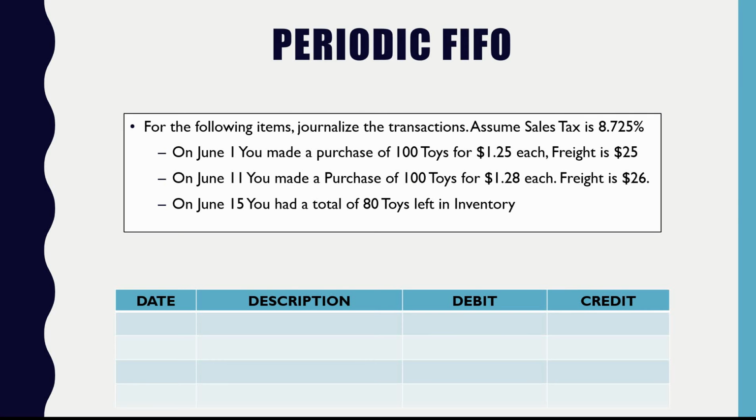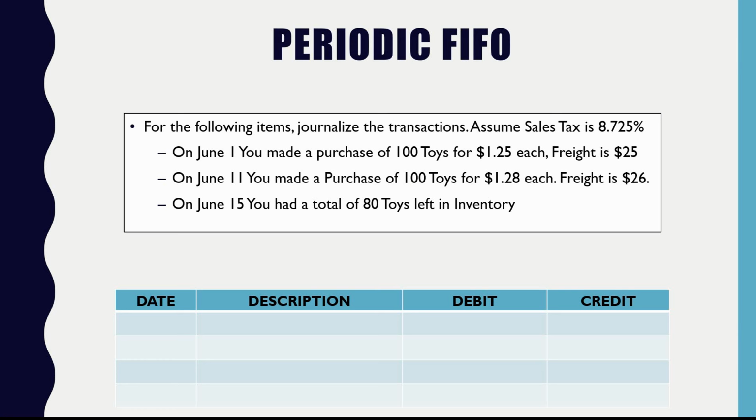So once again, here's going to be an example. We will also be practicing how to journalize as well. So for the first example here, for the following items, we're going to journalize the transactions, and we're going to assume that sales tax is 8.725%. In this case, I'm not going to use that number. We're going to look at it at 8.25%. But in this case, the sales tax does not matter, because we're only involved with purchases. We won't learn about sales until chapter 6, so that part you can ignore.